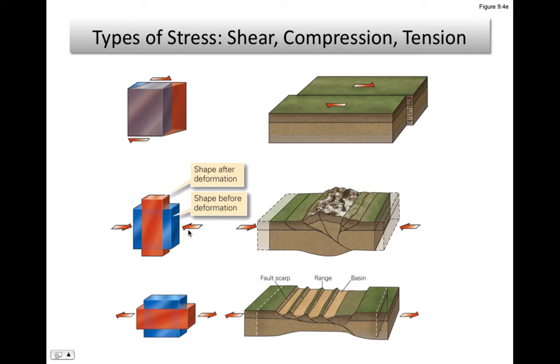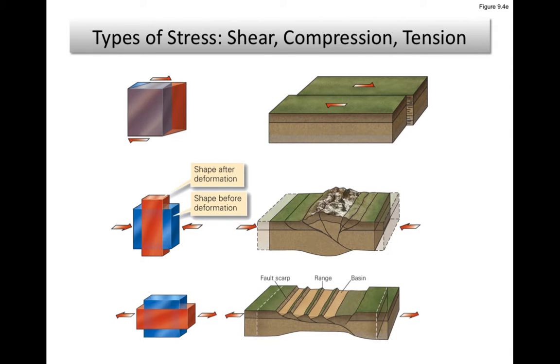Then for compression here, looks like we're squeezing greater in one direction and not as great in the other. So this block deforms due to the compression. So that's obviously typical of convergent margins. Here's a continent to continent convergent margin.